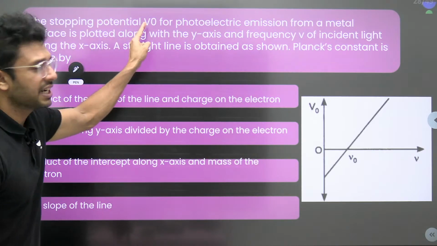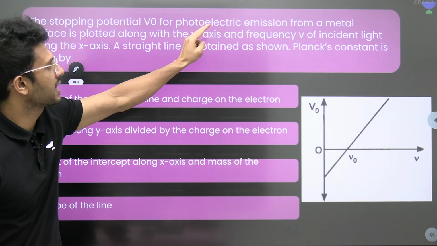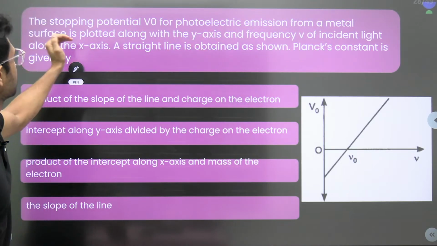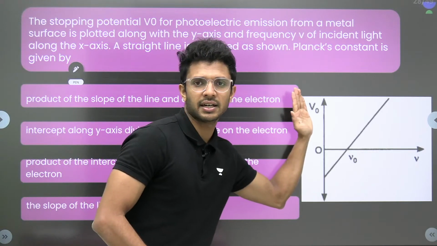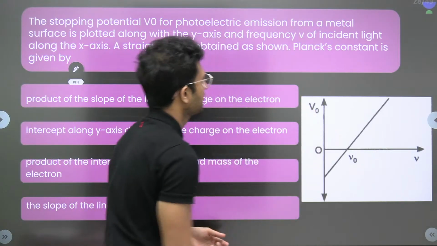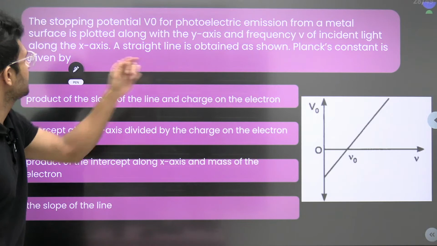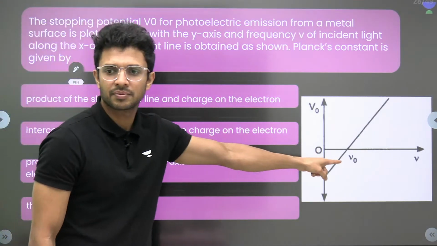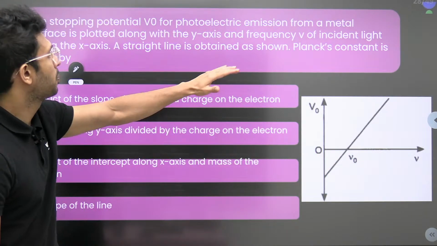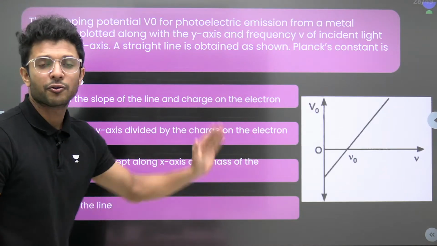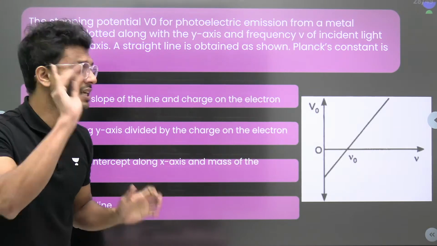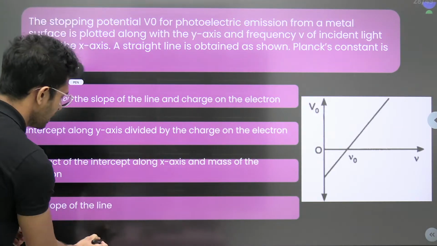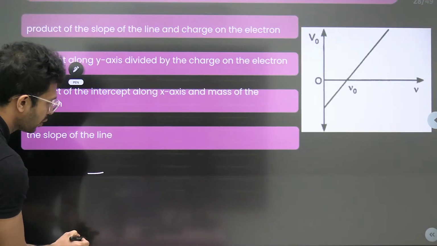The stopping potential V naught for photoelectric emission from a metal surface is plotted along the y-axis. Stopping potential is here on the y-axis, and frequency is being plotted on the x-axis. Now Planck's constant is given by. From this graph, how can we obtain the value of Planck's constant h? It's very simple. Do you know how we can do this?